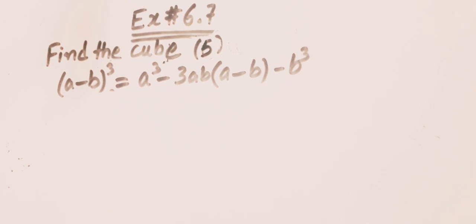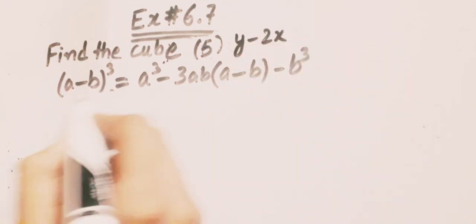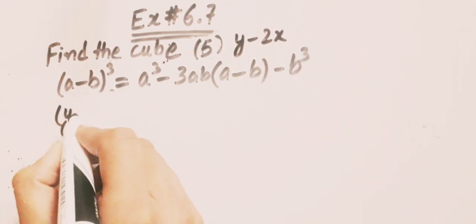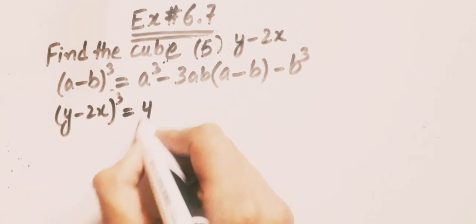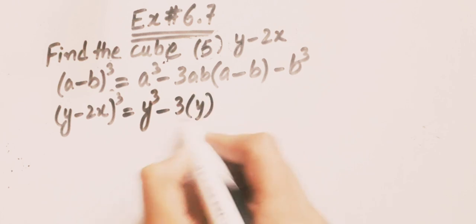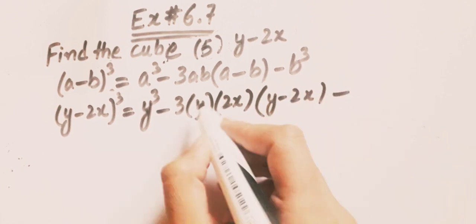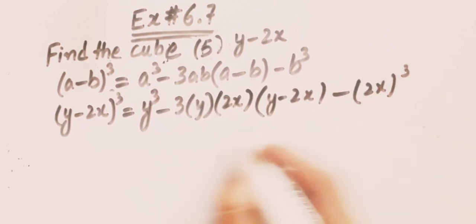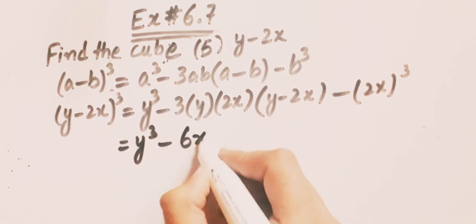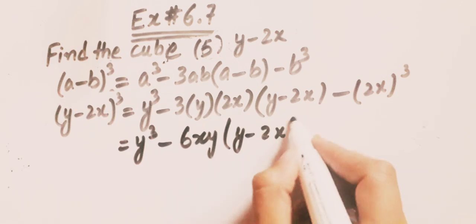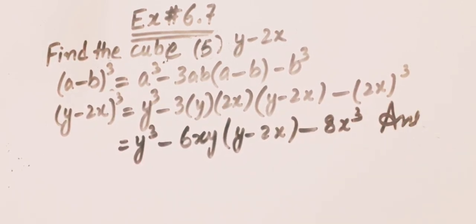Now we will solve question number 5, that is y minus 2x. We will apply this formula as y minus 2x cube, which is equal to, a is equal to y, so y cube minus 3 into y, and b is equal to 2x, y minus 2x, minus b cube means 2x cube. 3 into 2 is 6, minus 6xy into y minus 2x, minus 2 cube is 8, 8x cube. So this is the answer.